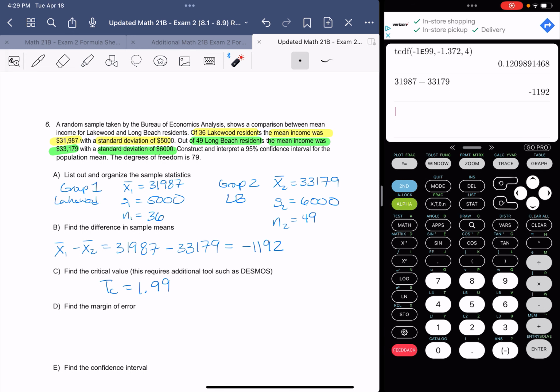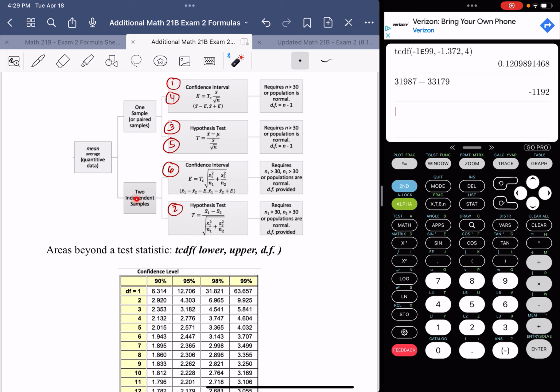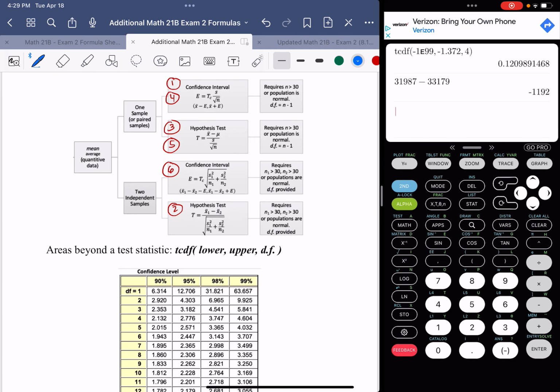All right, next, find the margin of error. All right, well, let me go back here. Confidence level, 2 independent samples, confidence interval, margin of error. The formula is given here. It's the E equals, right? That's the margin of error, the E equals T sub C times the square root of all of that stuff. So I'm going to bring that on over. So margin of error equals T sub C times the square root of S1 squared divided by N1 plus S2 squared divided by N2. All right, and that was just from this formula.